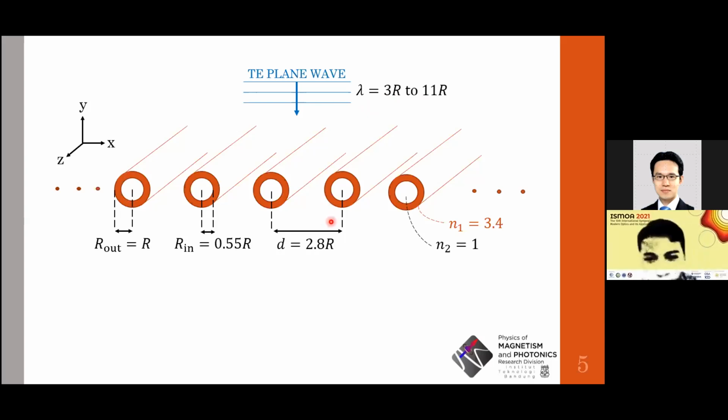As for the optical parameter in our system, we assume that the layer material has a refractive index of 3.4, and for the core material, we will try to vary the refractive index starting from unity.